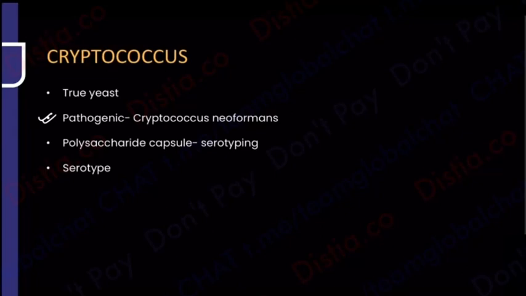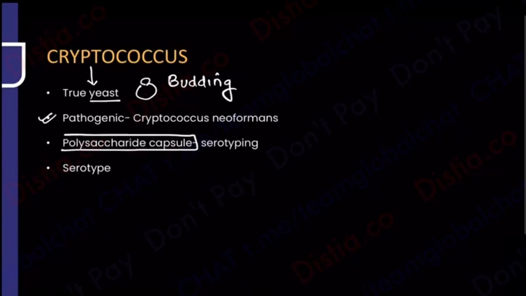Now, what are the things that you already know about Cryptococcus from your prior knowledge? Do we know that it is a true yeast? Because I told you that it is the one that is going to show you budding, right? So yes, it is a true yeast. And we also know one more thing, that I was doing that negative staining for it. Why? Because it had a capsule. So it has a polysaccharide capsule. Now, whenever something has a capsule, the capsule is going to be antigenic. And the capsule that is antigenic will help in serotyping.